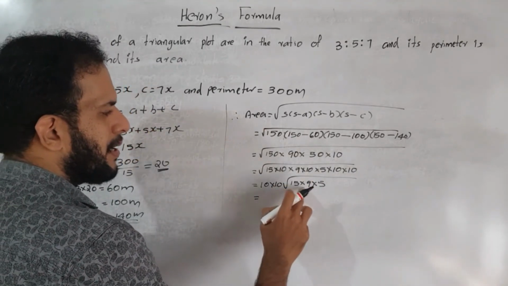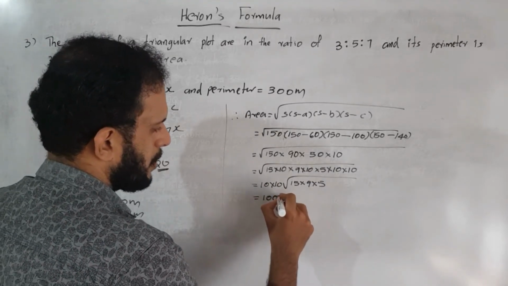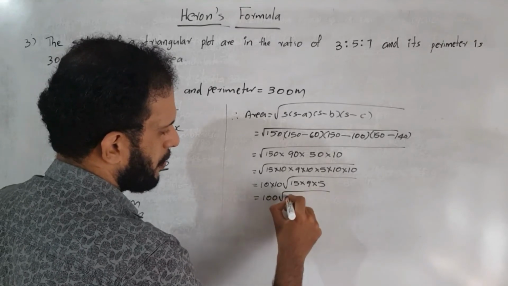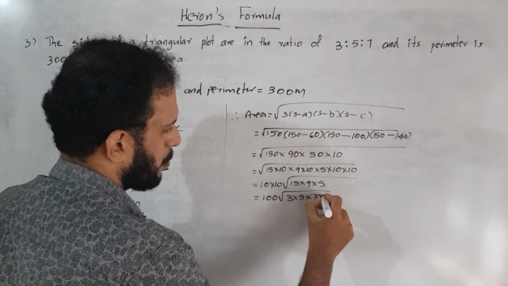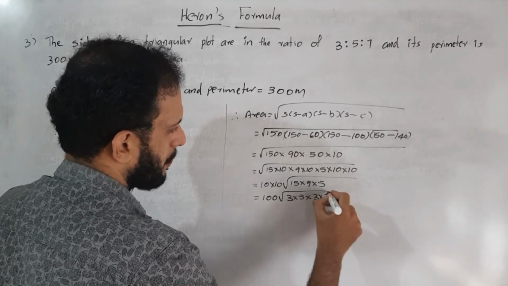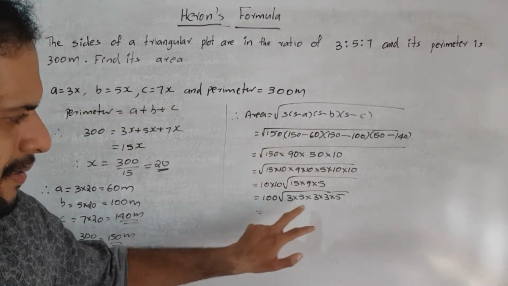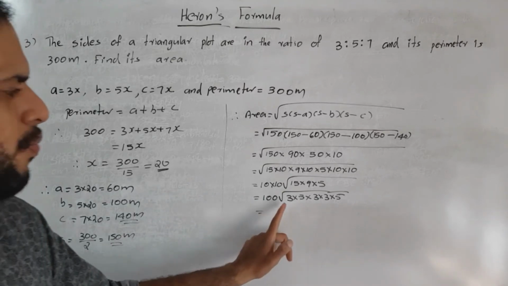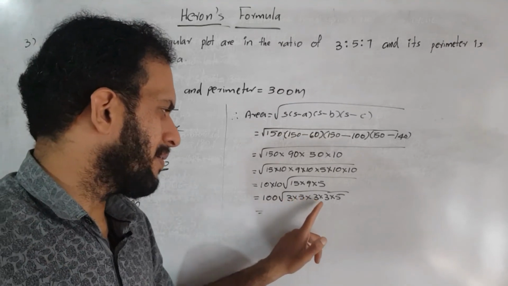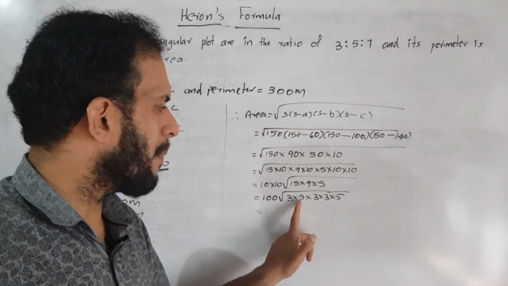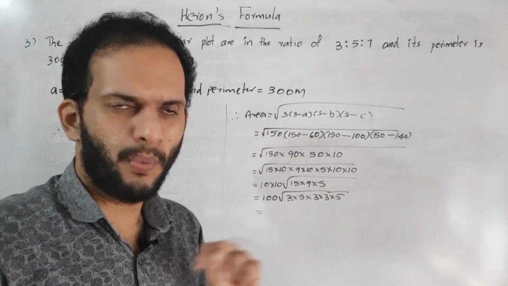After we factorize 15, 9 and 5, then 10 into 10 is 100. 100 into root, 15 we write as 3 into 5, 9 as 3 into 3, and 5. Correct? Then now, how many 3s are here? 3, 3. Correct? Then how many pairs are possible? Only one pair is possible. So, 1, 3 is remaining. And how many 5s are here? 2, 5. Then it is possible to make 5 as one group.